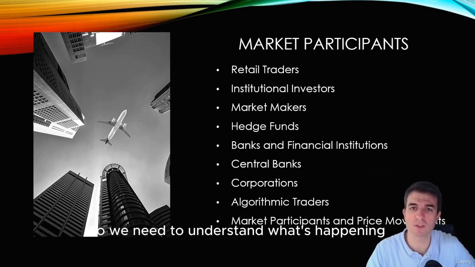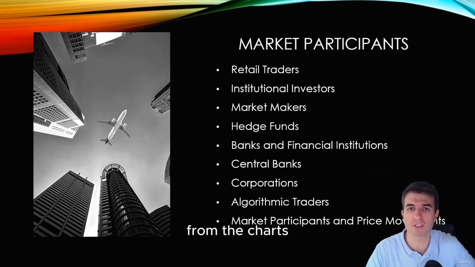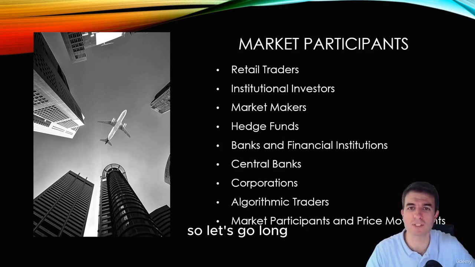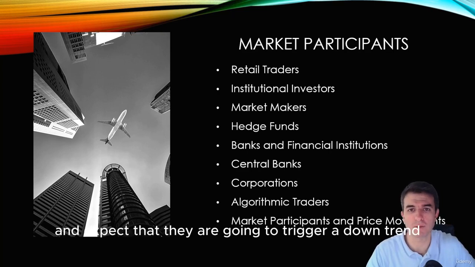So we need to understand what's happening from the charts. It looks like most of these market players are buying, they are going long, so let's go long because obviously they will trigger an uptrend. Or if we notice they are going short from the charts, let's follow along, ride the wave with them, and expect that they are going to trigger a downtrend.